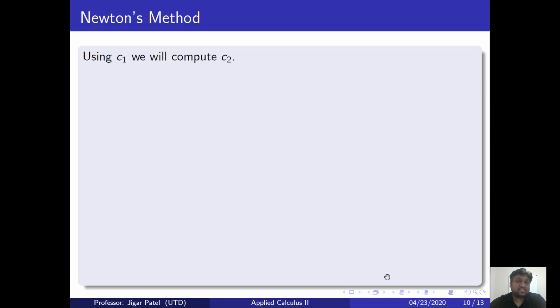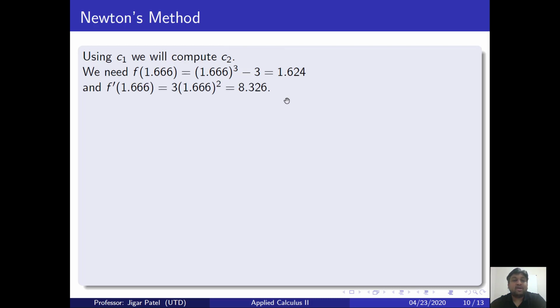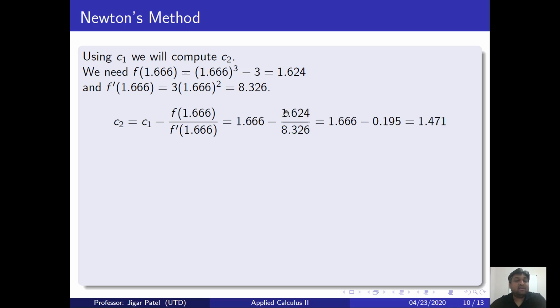So f at 1.666 and f prime at 1.666. Look, f at 1.666 is pretty easy to calculate using a calculator. You get 1.624. f prime at 1.666 is going to be 8.326. Time to calculate c2. c2 is c1 minus f at 1.666 divided by f prime at 1.666. If you simplify the numbers, you will end up getting 1.471.